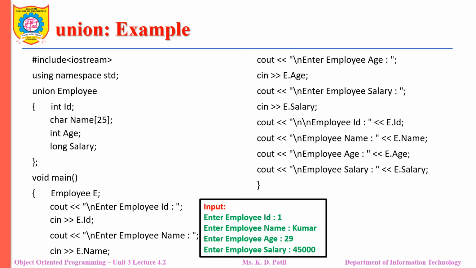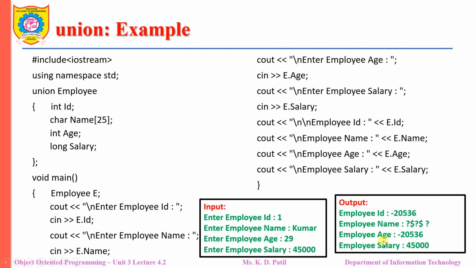Only one member out of the 4 will be displayed with the correct value and the other members will consume garbage values. Let us see the output. Yes, see now here if you observe, ID has a garbage value, name has a garbage value and age has a garbage value, whereas salary has the correct value which is 45,000. Okay, so now it is proved that the members of the union share the same memory location, and that's the reason only one member got the space to store the value and the other members could not store their values.